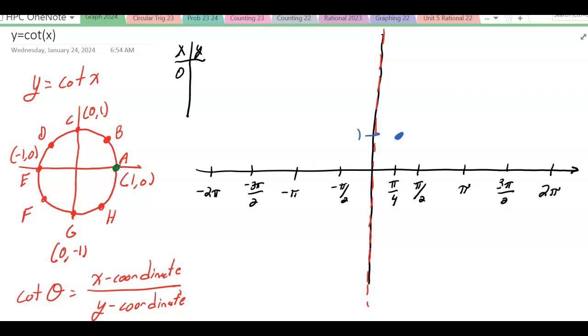Then I'm going to plug in pi over 2. The cotangent of pi over 2, you're at point C. The cotangent of pi over 2 is 0. So we're going to have this red point.